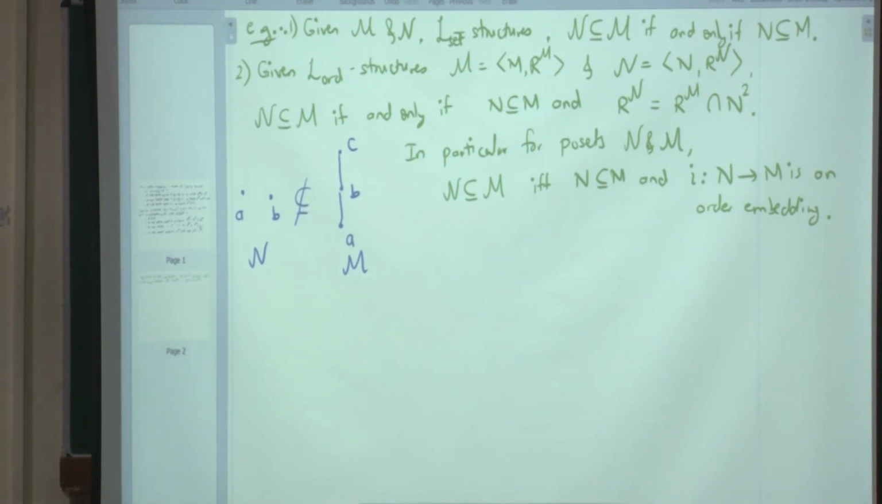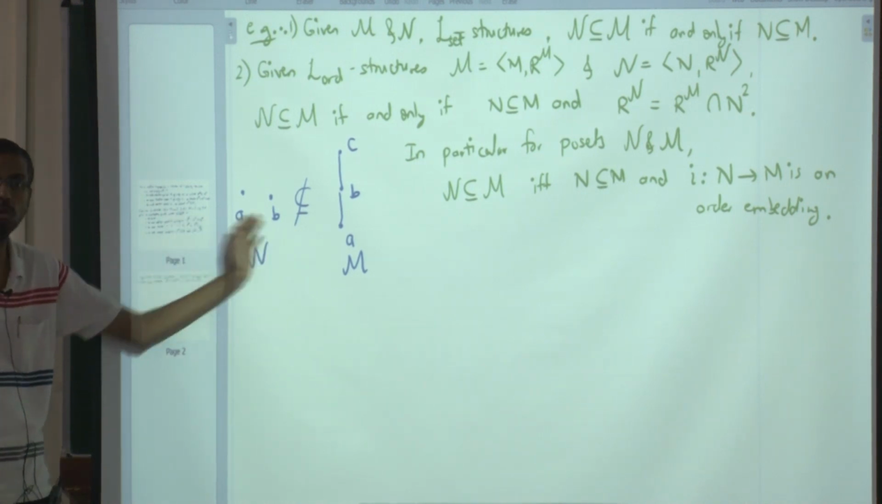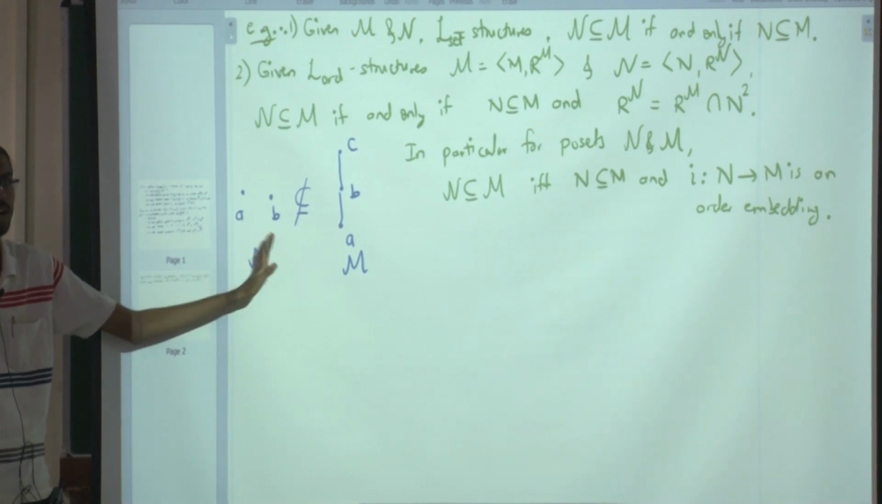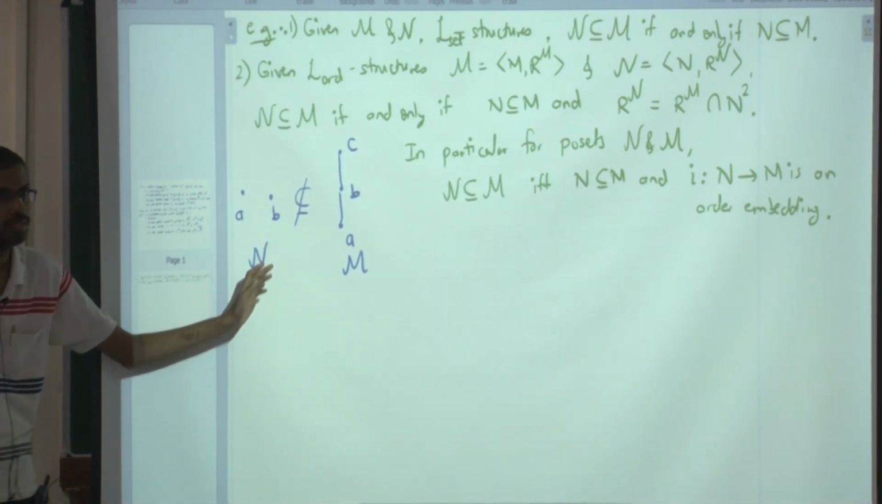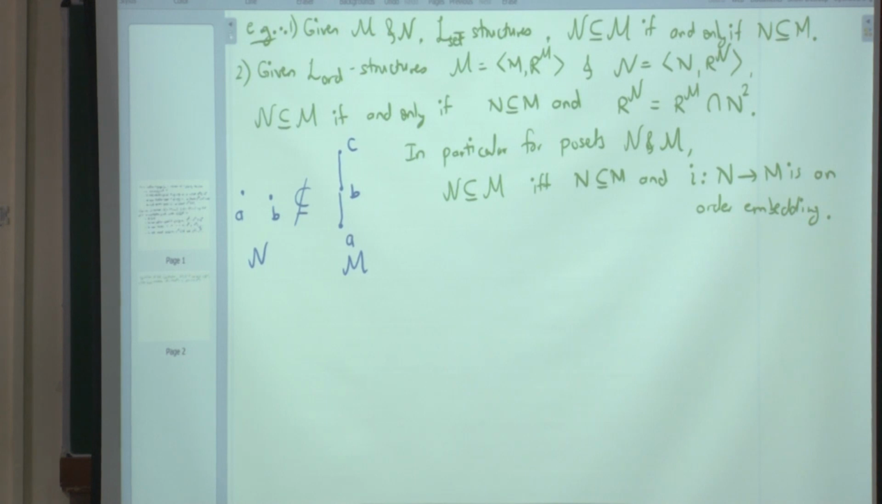Okay, so we are not talking about other subsets. I mean, this is an arbitrary subset where the inclusion is order preserving but not order reflecting. Okay, fine. So let us go to the third one.